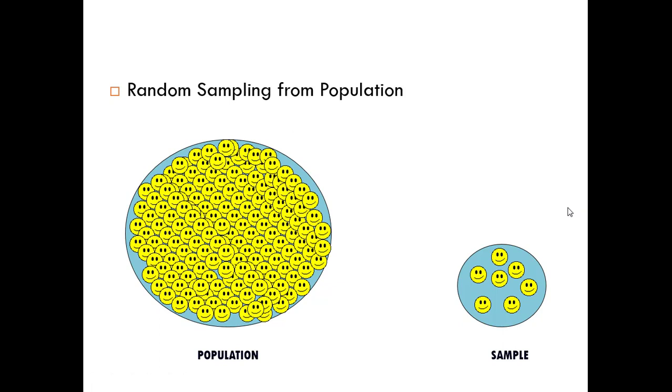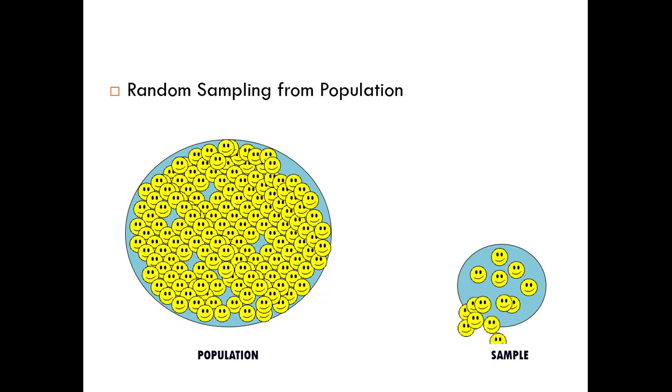Now, when research and experiments are conducted, it's not very common that we are able to test an entire population. There are often too many subjects or cases to realistically pull from. For this reason, we sample a more manageable number from our population.